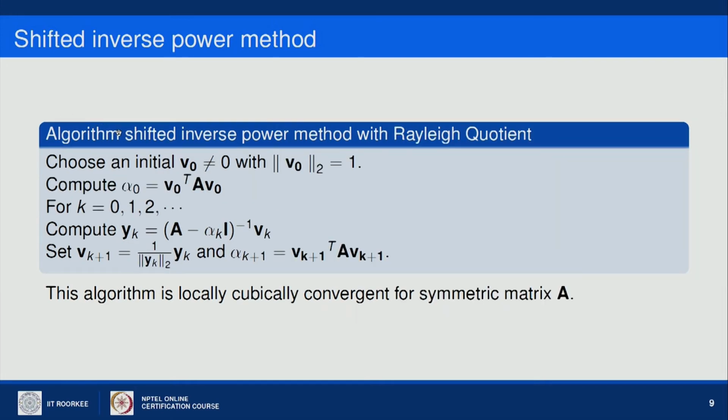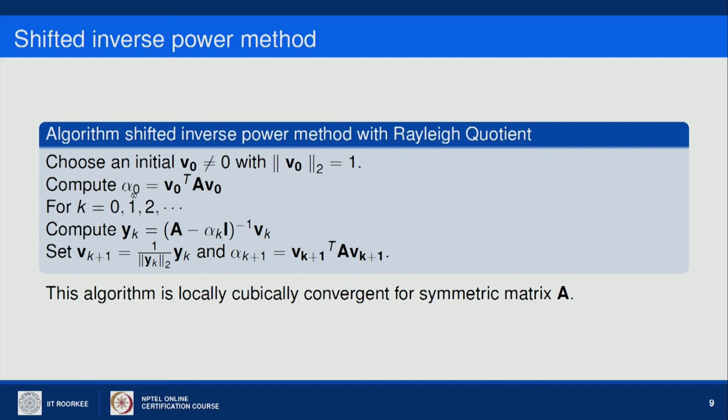We can apply the shifted inverse power method with the Rayleigh quotient also, and that is like this: choose an initial vector V naught that is not equal to 0, in such a way that it has unit length.